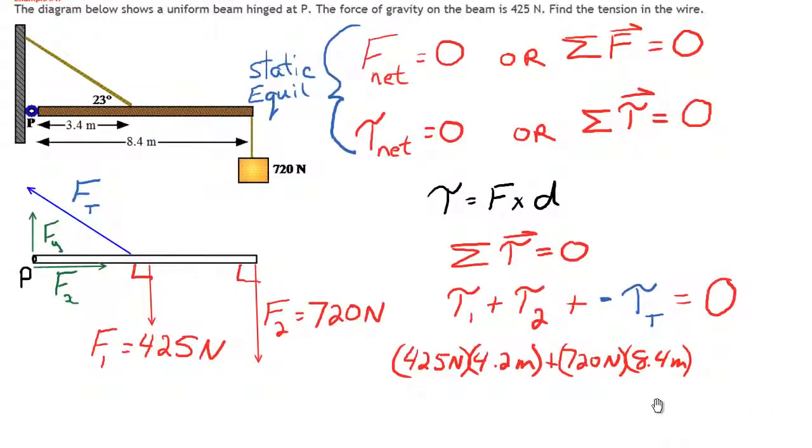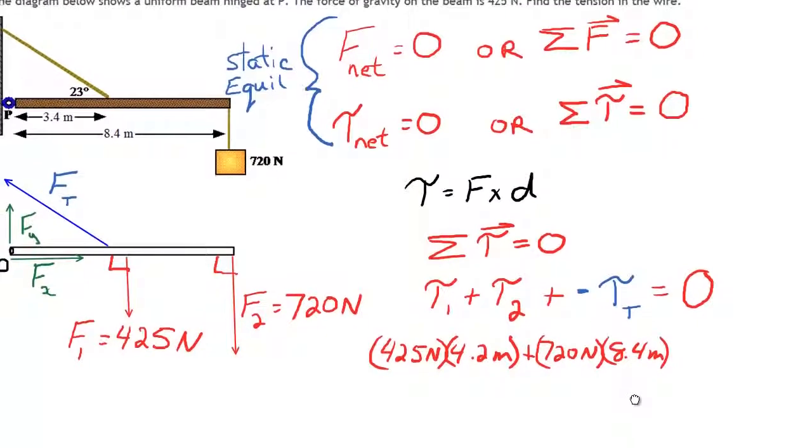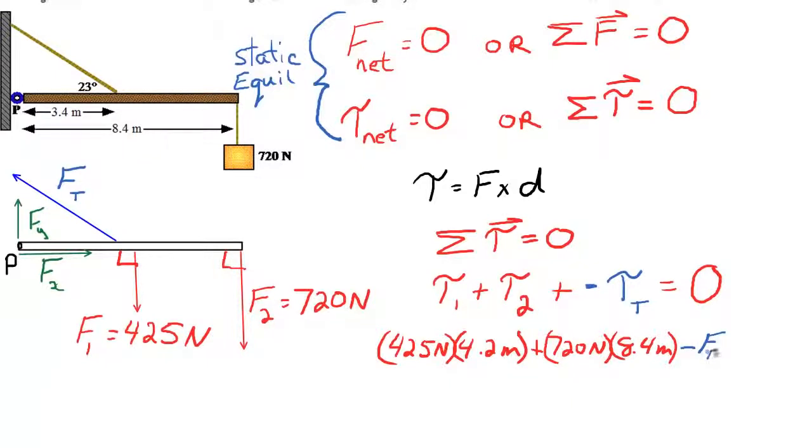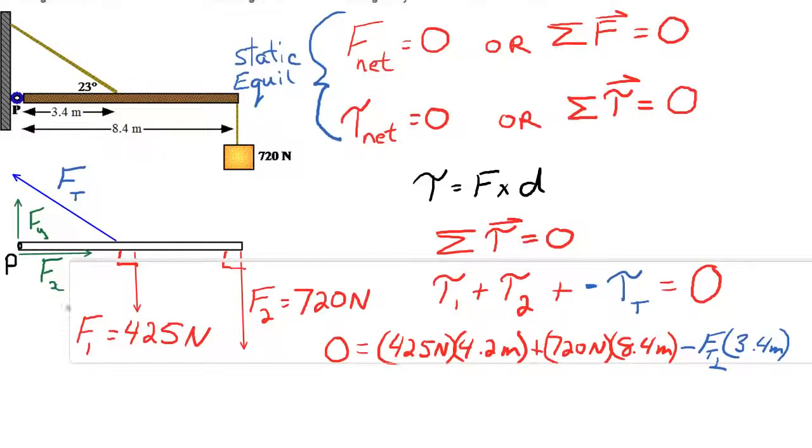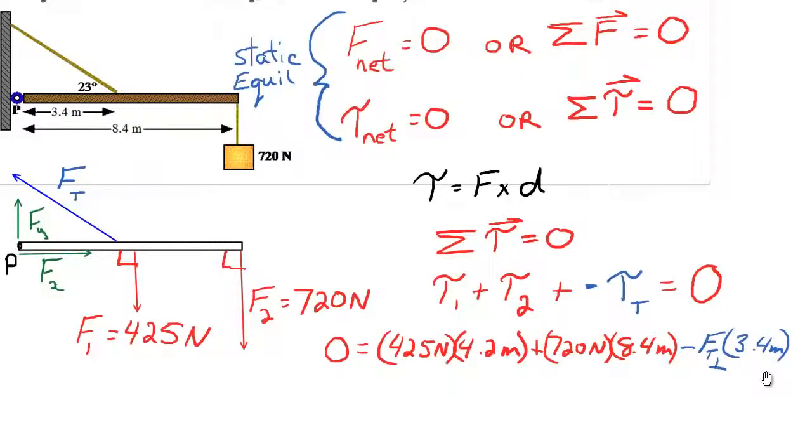Let's move things over a little bit. Minus Ft perpendicular times 3.4 meters. And remember, all of that has to equal 0. I'm going to put it over here because I've run out of space. So all of this equation has to add up to 0 for the torques to be balanced. So the only thing left now is to solve for Ft perpendicular. I'm going to label that on my diagram just so I remember what I'm actually solving for.